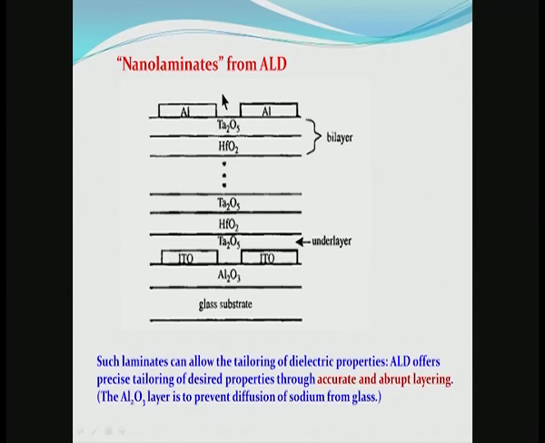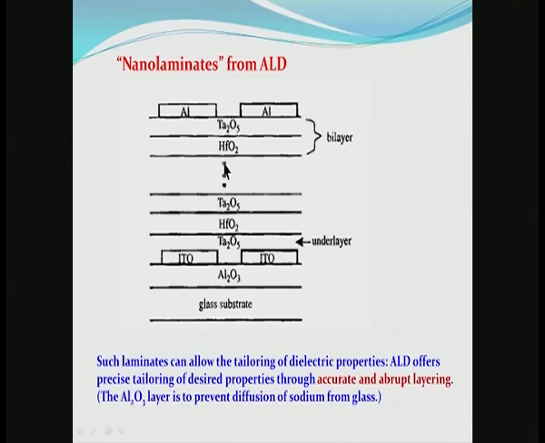Nanolaminates. I mentioned earlier that it is possible by ALD to produce multi-layered structures. What is shown here is a multi-layered structure of Ta2O5, tantalum oxide, and HfO2 in alternating layers. Alternating layers, because it turns out that it is possible to control the dielectric properties of such a structure by having these repeated units and controlling the thickness of individual layers. Therefore, it is possible to tailor the dielectric properties and obtain nanolaminates with a desired dielectric constant and desired set of dielectric properties.